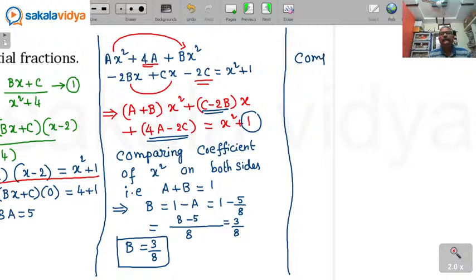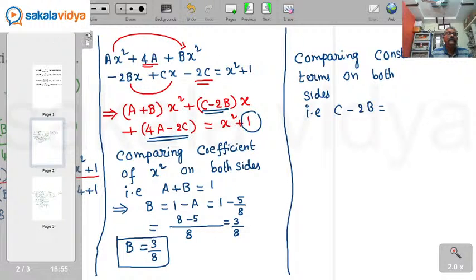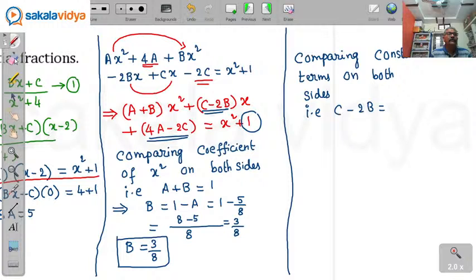Comparing constant terms on both sides. So what is the constant term? That is 4A minus 2C. But on this side, no constant term. Wait, let me... not constant term.